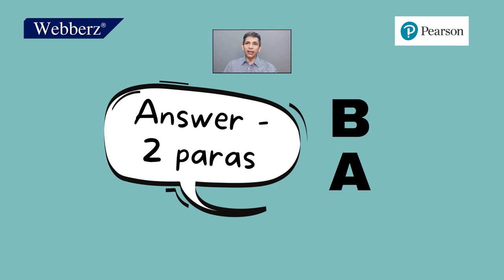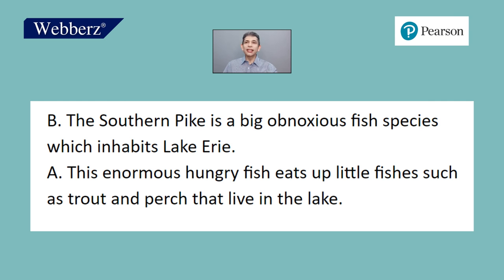Let's reread the whole thing once again. The southern pike is a big obnoxious fish species which inhabits Lake Erie. This enormous hungry fish eats up little fishes such as trout and perch that live in the lake. Look at the link, this, which connects to the first sentence.